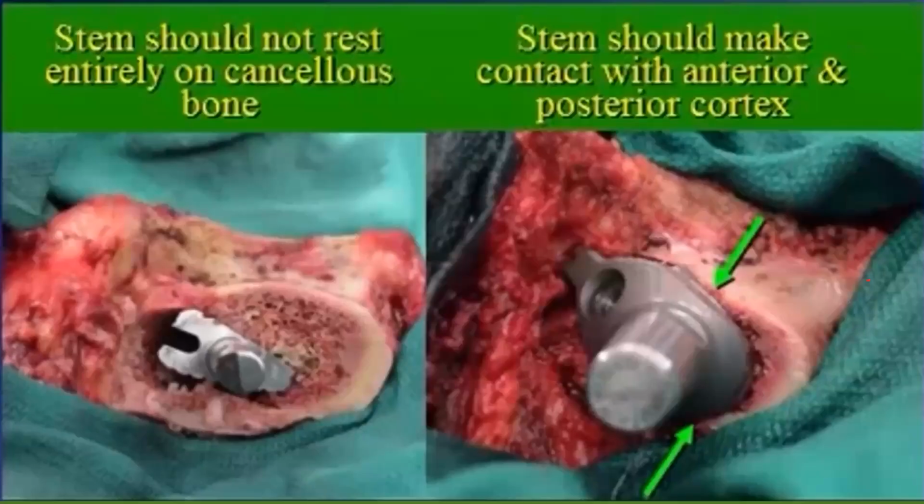This shows you a stem that is being inserted on the left side and you have cancellous bone. This will settle down, especially if you don't have a collar. While on the right-hand side, you see that the stem is larger, there was more rasping, and it's resting on the cortex. It won't settle down.